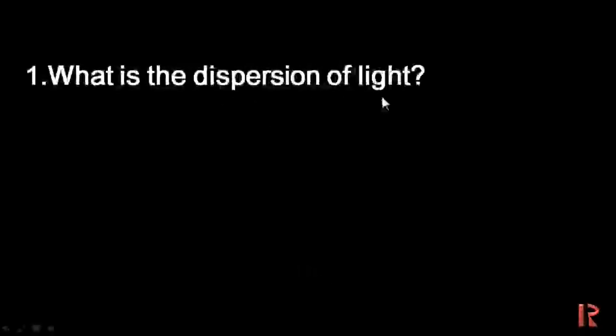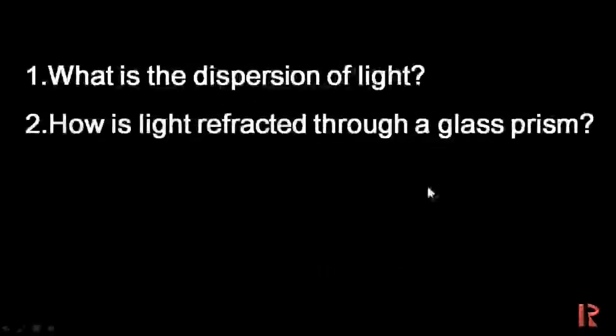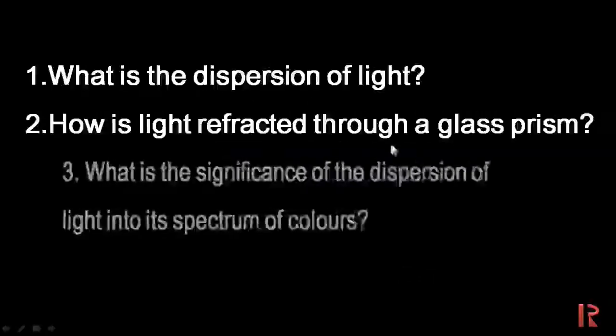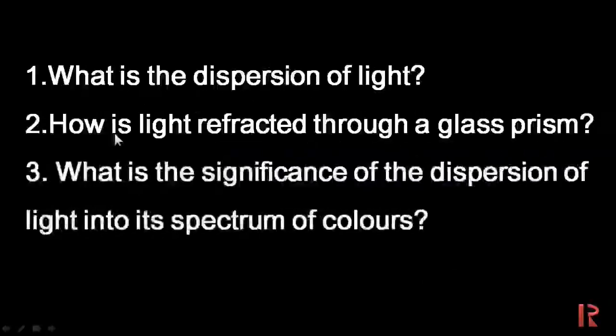In the lesson Human Eye and Colorful World, I am going to explain dispersion of white light refracted through a glass prism. What is the significance of the dispersion of light into its spectrum of colors?